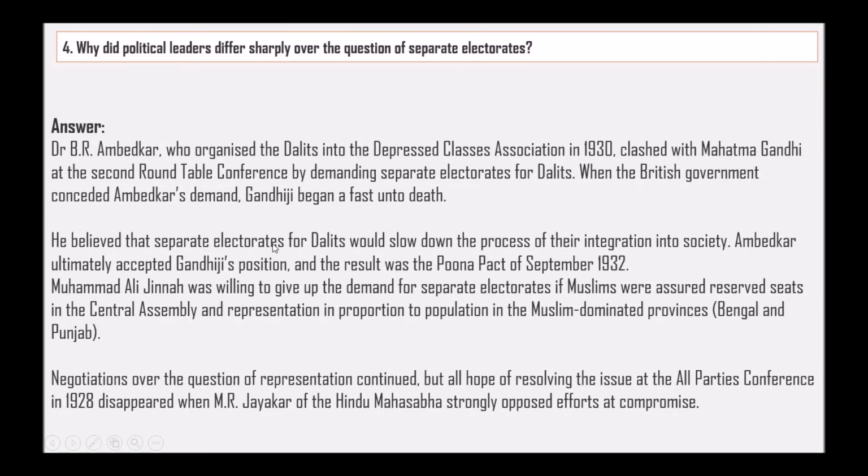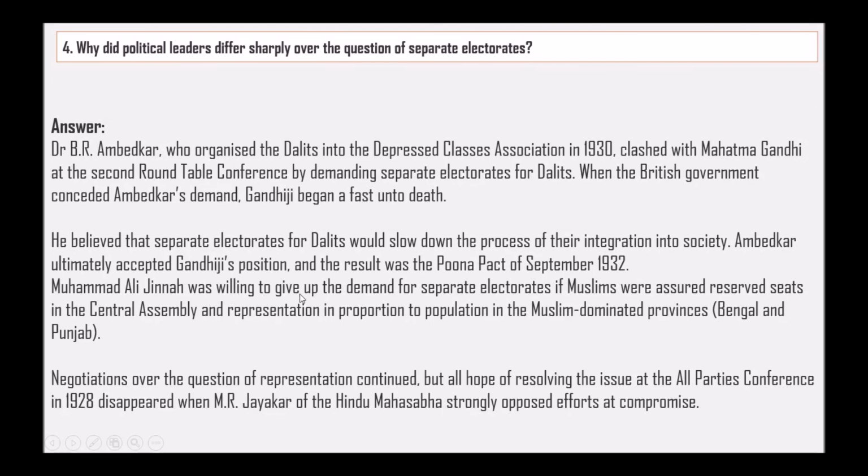He believed that separate electorates for Dalits would slow down the process of their integration into society. Ambedkar ultimately accepted Gandhiji's position, and the result was the Poona Pact of September 1932.